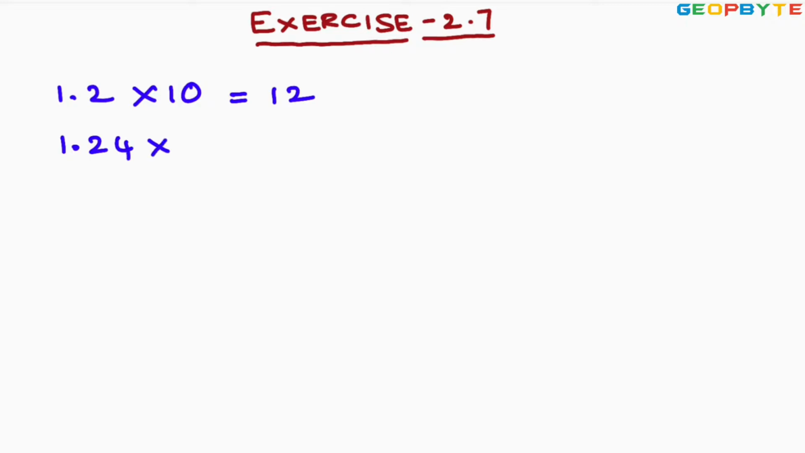Next, 1.24 into 10. If we multiply these two, then we'll be getting 12.4. Initially the decimal point is after the 1, now we are multiplying with 10. That's why the decimal point is shifted to the right by one place. That's why we are getting 12.4. Now, next, one more example.